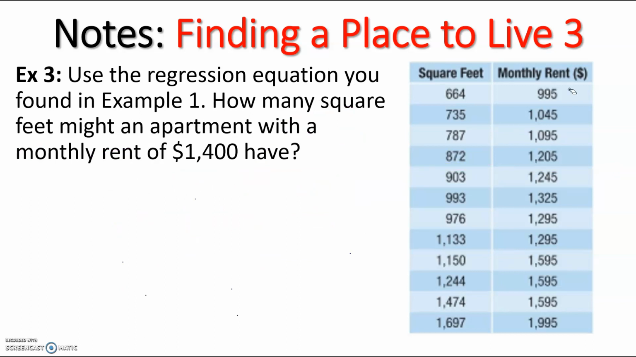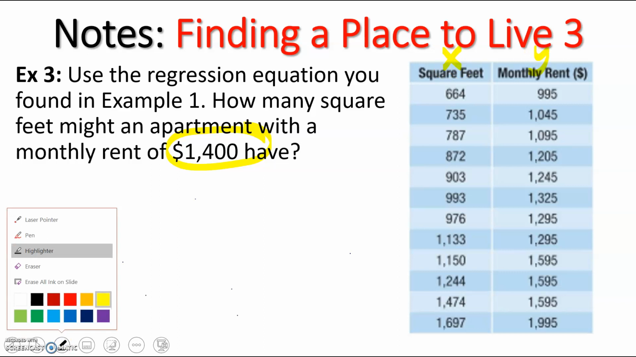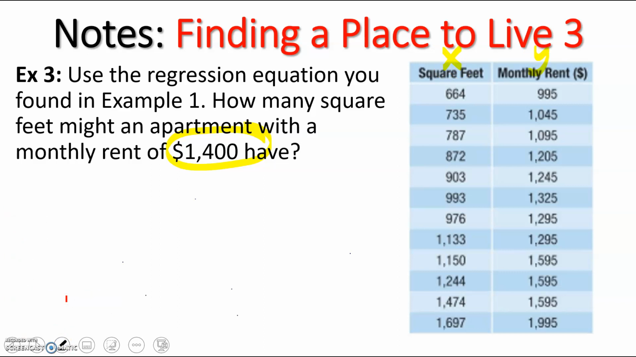All right, example 3. Use the regression equation you found in example 1. How many square feet might an apartment with a monthly rent of $1,400 have? Now note, this is almost the same idea as the other one, but it's quite the opposite as far as solving. In this case, they're giving us the cost of the apartment. In other words, they're giving us our Y value, right? They're telling us our apartment costs $1,400. How much apartment can we get?